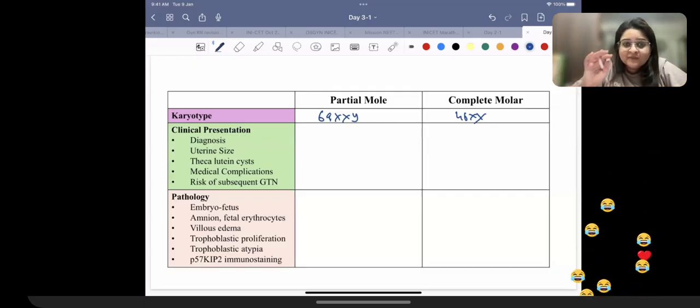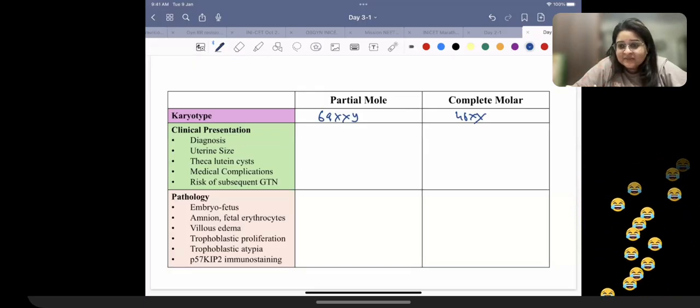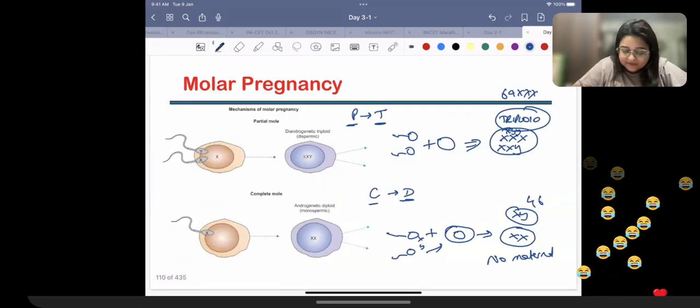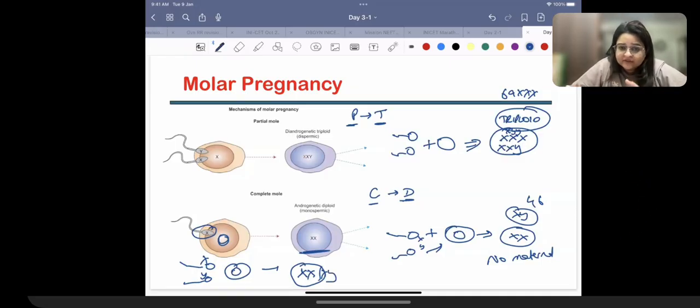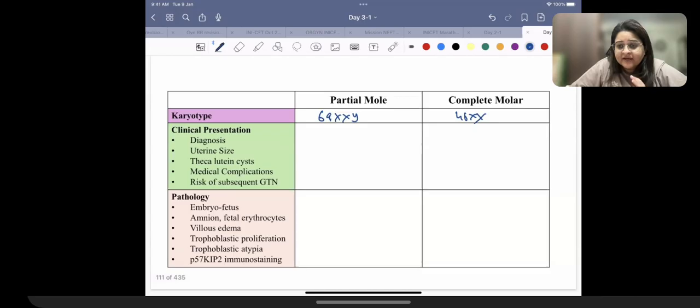Okay. Now coming to clinical presentations. Clinical presentation. So complete mole, one more time. In complete mole, one sperm fertilizes an empty ova and this undergoes duplication and forms a diploid embryo which could be XX. Or the other scenario is two sperms, one X, one Y, or one X, one X, fuse with an empty ova. So this is called dispermy. So you have again an XX or XY embryo with no maternal component. Yes, XX is possible, XY is possible, YY is not possible.